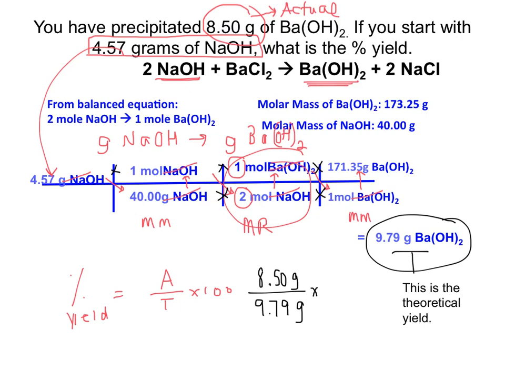And when you put that into the calculator, you'll end up getting 86.8% yield. And that's a little bit better. Think about that in terms of a grade, 87%. So not so bad there.